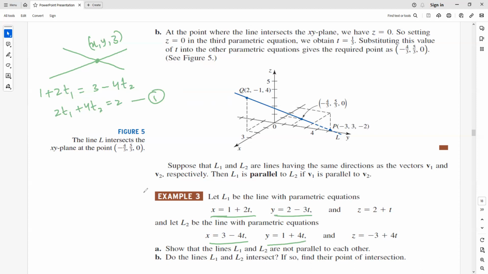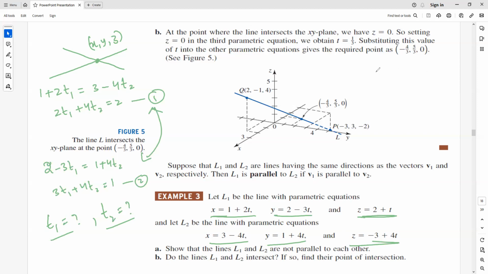And then this y should be equal to this y. Therefore we can write 2 minus 3t1 equals 1 plus 4t2. Arranging this, I get 3t1 plus 4t2 equals 1. This is equation 2. Now I can solve these two equations in two variables simultaneously to get t1 and t2. After getting t1 and t2, I can put t1 here for z and t2 here for z, right? So z equals 2 plus t1 and z equals negative 3 plus 4t2.